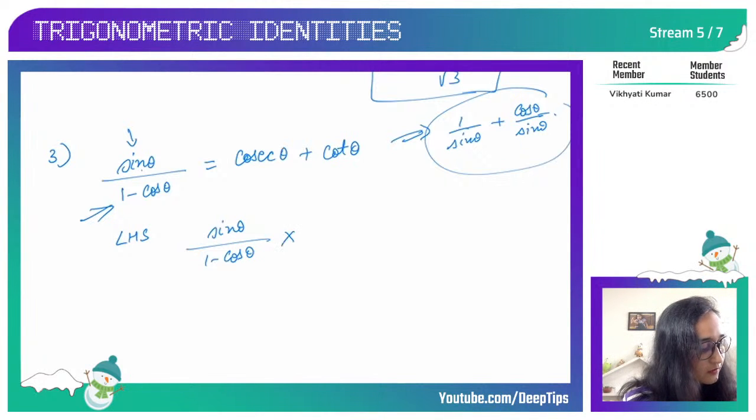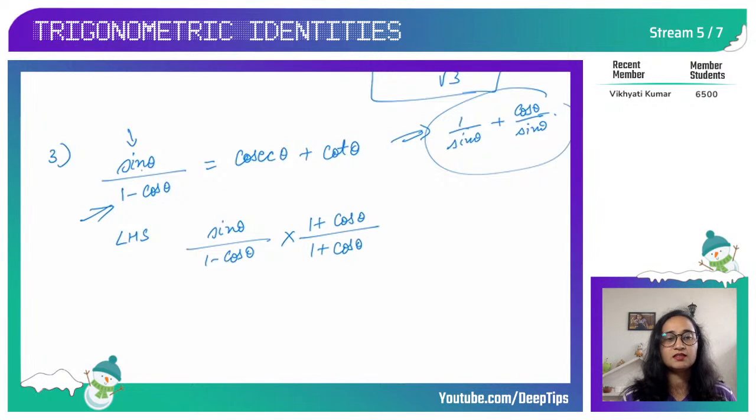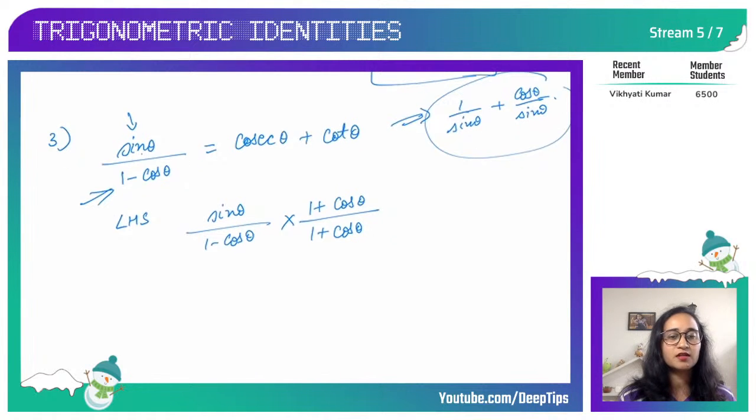Now if I do 1 plus cos theta upon 1 plus cos theta, this does not harm my LHS at all. My left hand side remains the same because indirectly I am multiplying it with 1. Any number multiplied by 1 gives you the same answer. So same here, sine theta upon 1 minus cos theta is being multiplied with 1 plus cos theta upon 1 plus cos theta, correct? So it should not make any changes to my original expression.